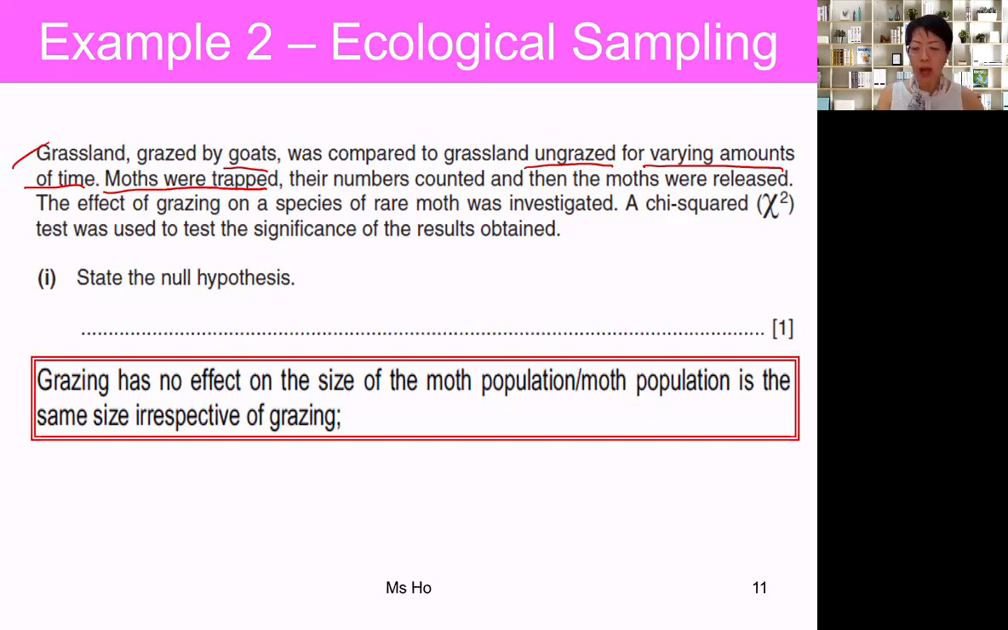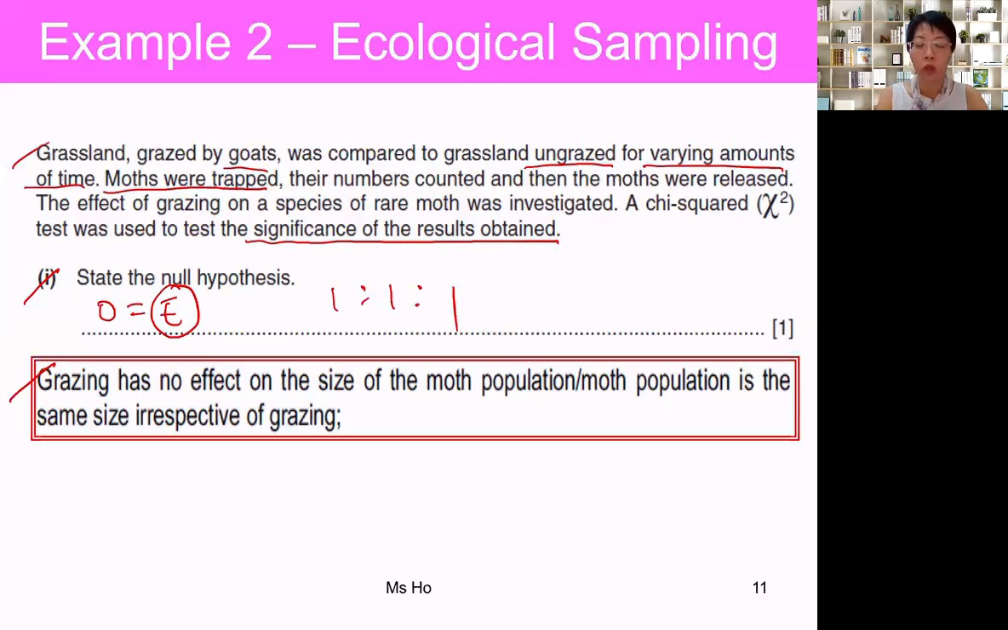You're asked to do the chi-square test to test the significance of the results obtained. So they want to find out whether grazing versus not grazing will affect the population size of the species of moth. So the null hypothesis here is grazing has no effect on the size of the moth population, because O equals E. Your expected ratio here is actually 1:1:1. For ecological sampling, it's always 1:1 or 1:1:1.